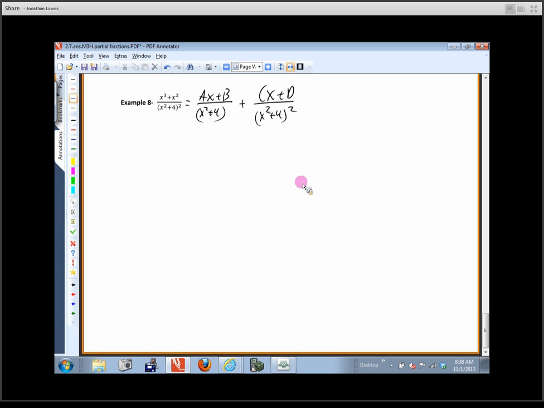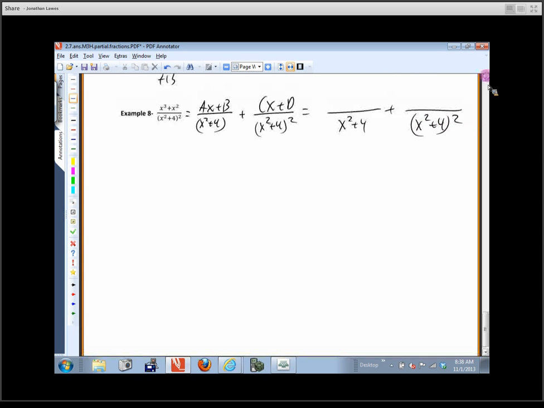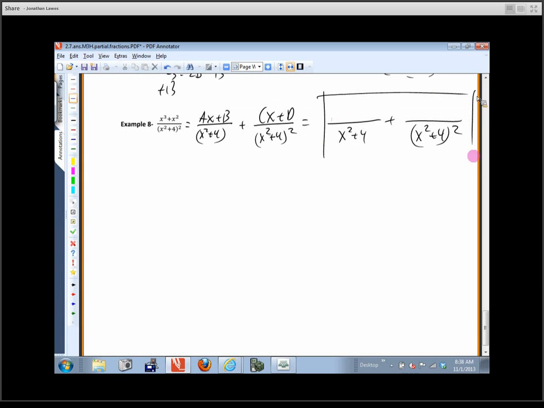I don't think I've asked, has anybody in here seen this before? Wow, totally new topic to everybody. I think that's the first time that's happened. So again, our goal here is we want to write something over x squared plus 4 plus something over x squared plus 4 quantity squared. That's what we're after. So here's going to be our final answer. We've just got to find the numbers that go on top here. The technique is the same. We're going to multiply by the denominator.